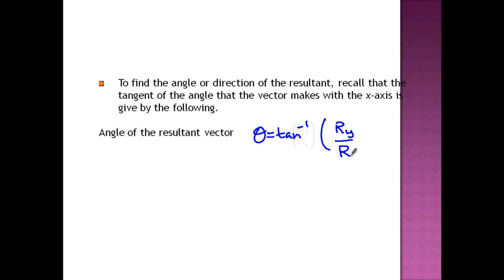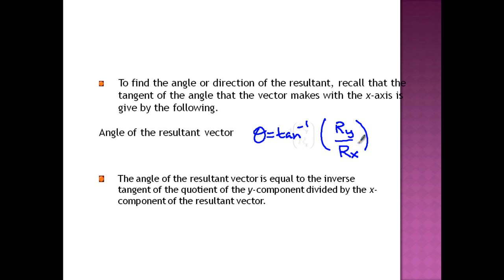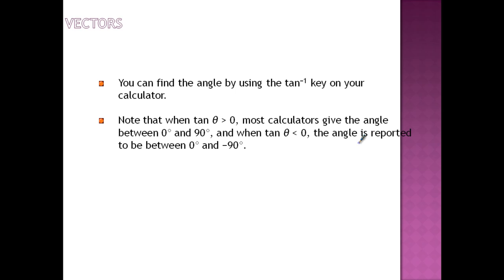So to find the angle of direction of the resultant, recall that the tangent of the angle that the vector makes to the x-axis is given by the following. Oh, it's really hard to see. Theta equals tangent inverse of the opposite, which in our case is going to be the Ry over the Rx. The angle of the resultant vector is equal to the inverse tangent of the quotient of the y component divided by the x component. So inverse tangent of the opposite over adjacent, basically what it says. So you can find the angle by using the inverse tangent key on your calculator. If you don't know where that is, I suggest you find it.